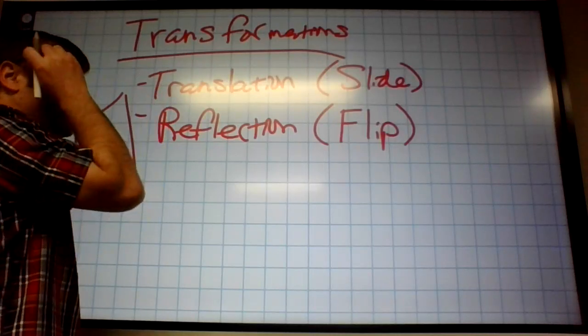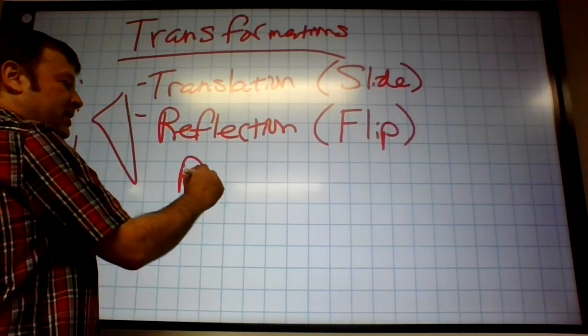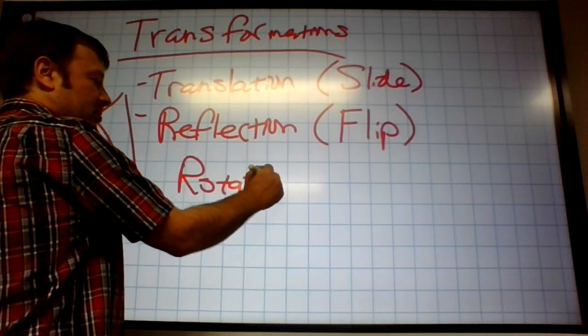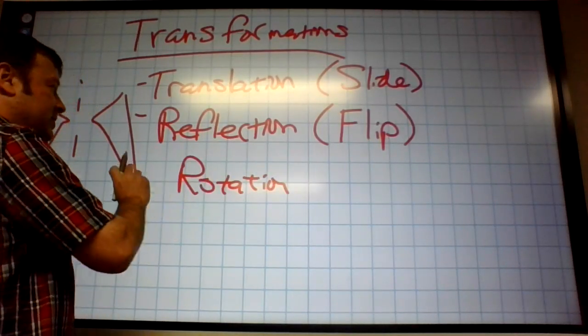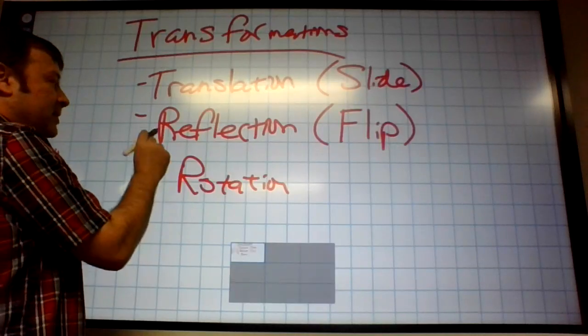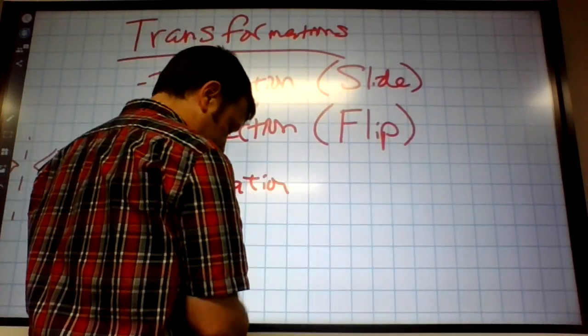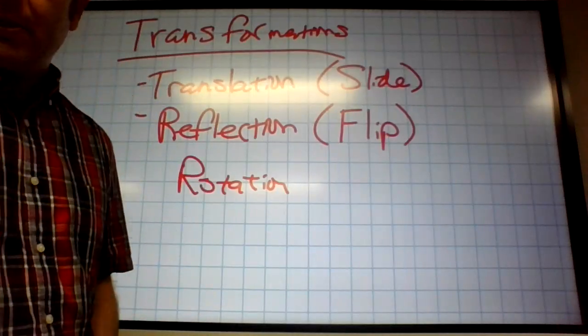We're doing these two today, and there's some other things. Tomorrow we're doing rotations. These are a little bit trickier. You just kind of turn the image. But yeah, we're just doing these two today. Translation means you just slide it over. Reflection means you flip it over a line.